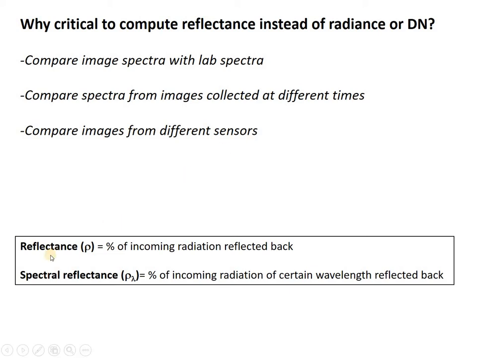So again, just to define this, what is reflectance? It's the percent of incoming radiation that is reflected back off the surface. Often we express it as a fraction. It's important to distinguish here between total reflectance, which would imply we're considering all wavelengths of light at once, versus spectral reflectance, which is the reflectance within some certain range of wavelength. So you might ask, what's the spectral reflectance in the blue wavelength, which would be what percentage of blue light is reflected off the surface.